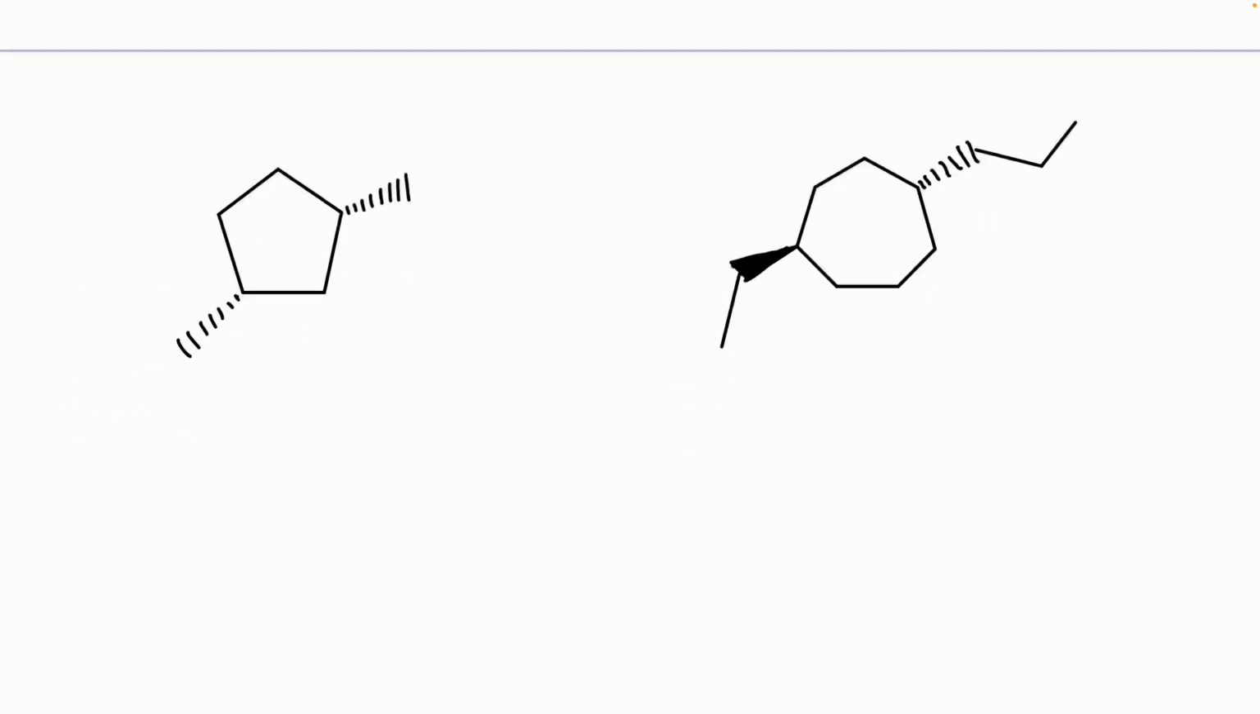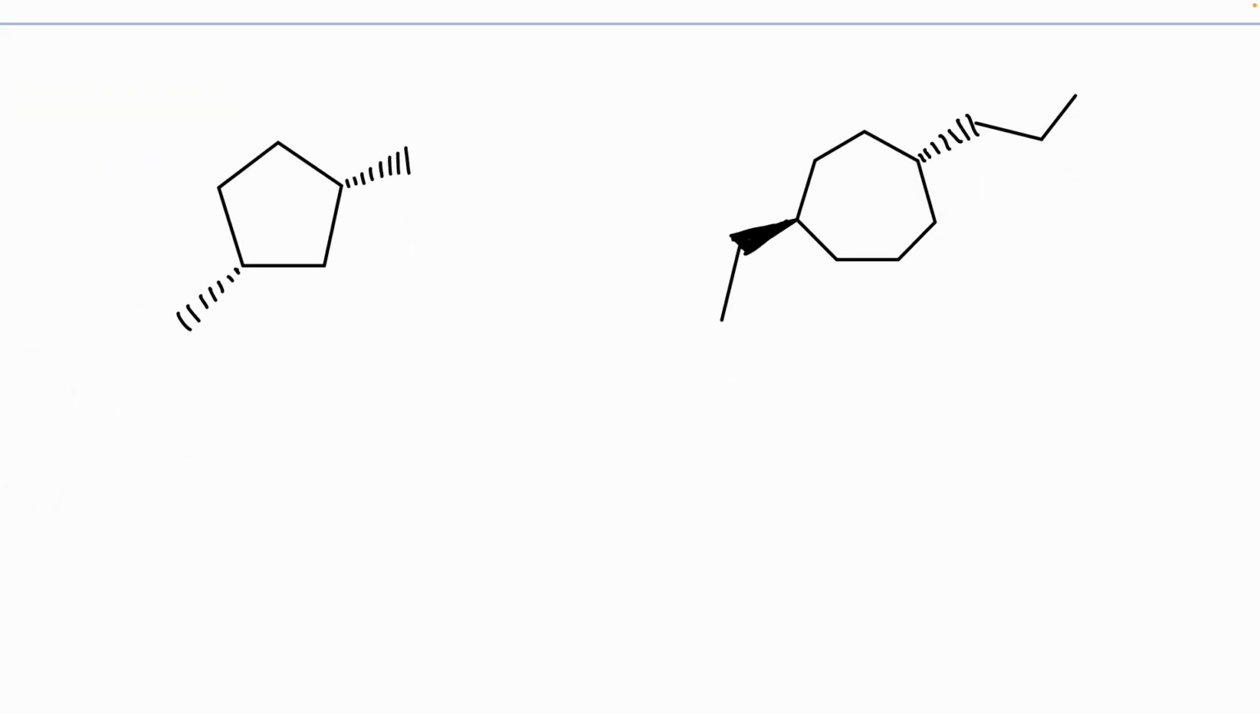Cool. All right. So take a second and name these two molecules for me. And yes, this is a 7-membered ring on the right, which is a particularly painful shape to draw. But just do your best. We're not artists in here. Don't worry. Some of you maybe, I don't know your life, but it's a tough shape to draw.